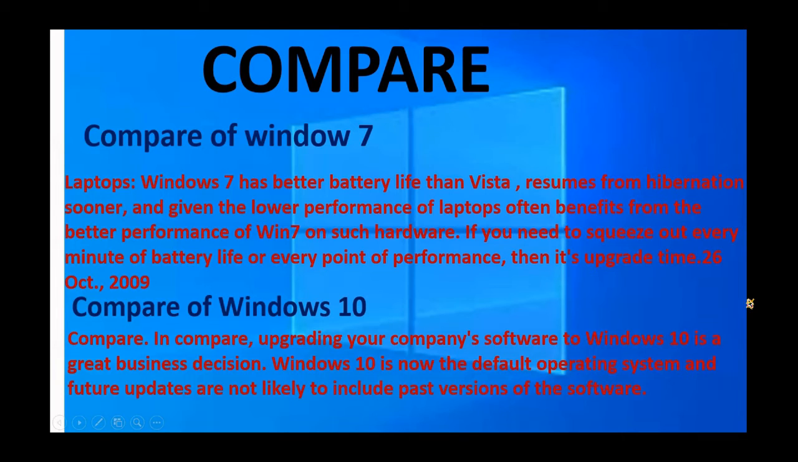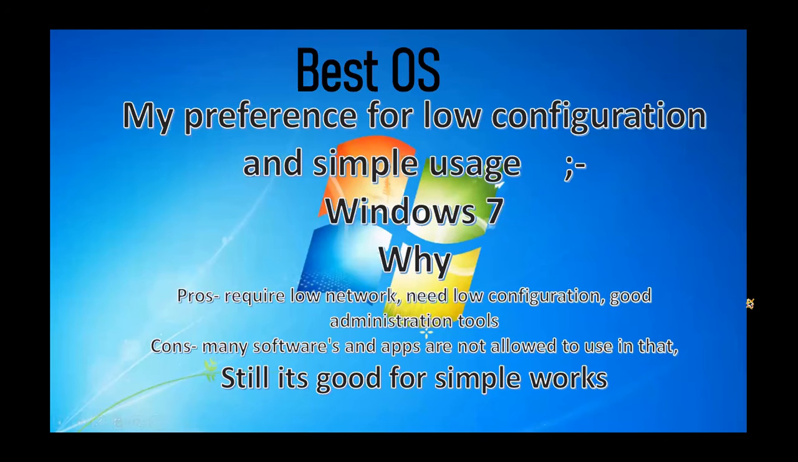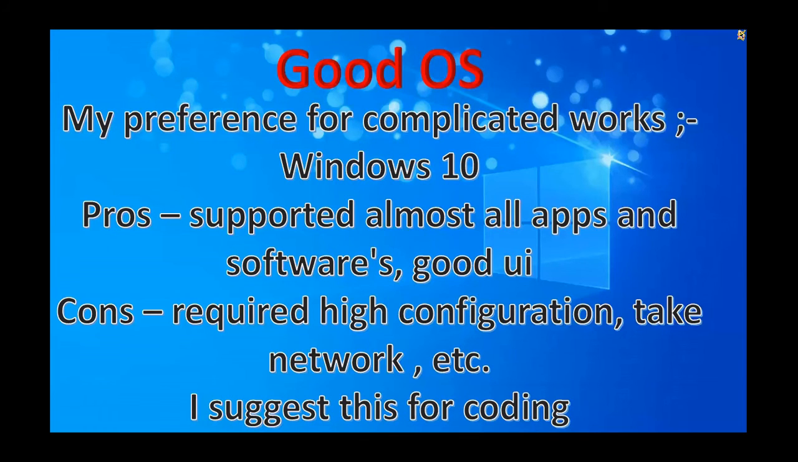Best OS. My preference for low configuration and simple usage is Windows 7. Why? Pros: require low network, need low configuration, good administration tools. Cons: many softwares and apps are not allowed to use in it. Still, it's good for simple works. Good OS.